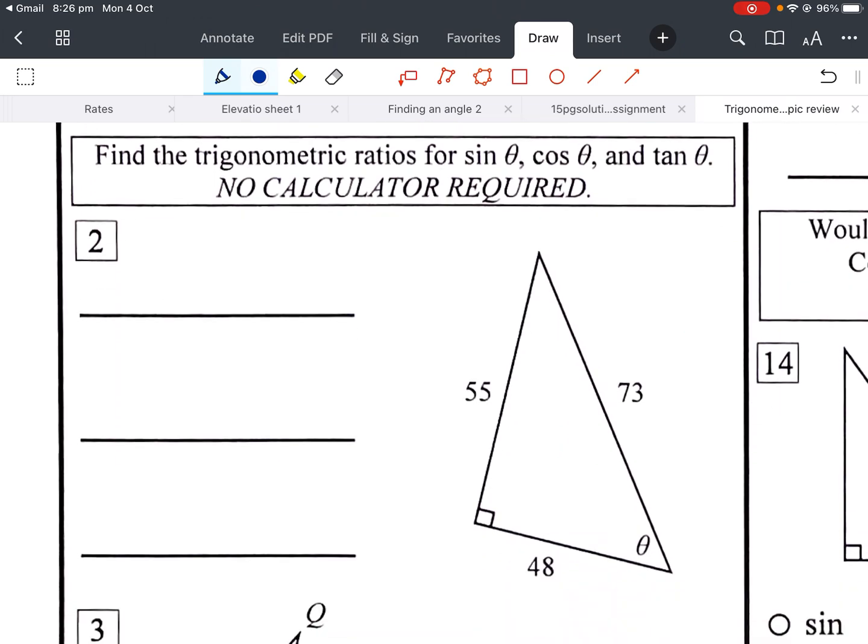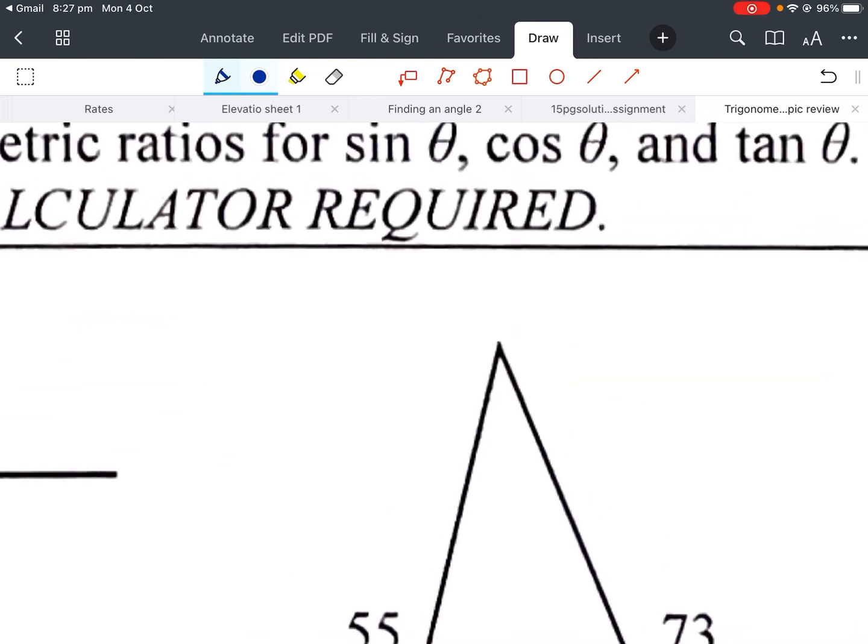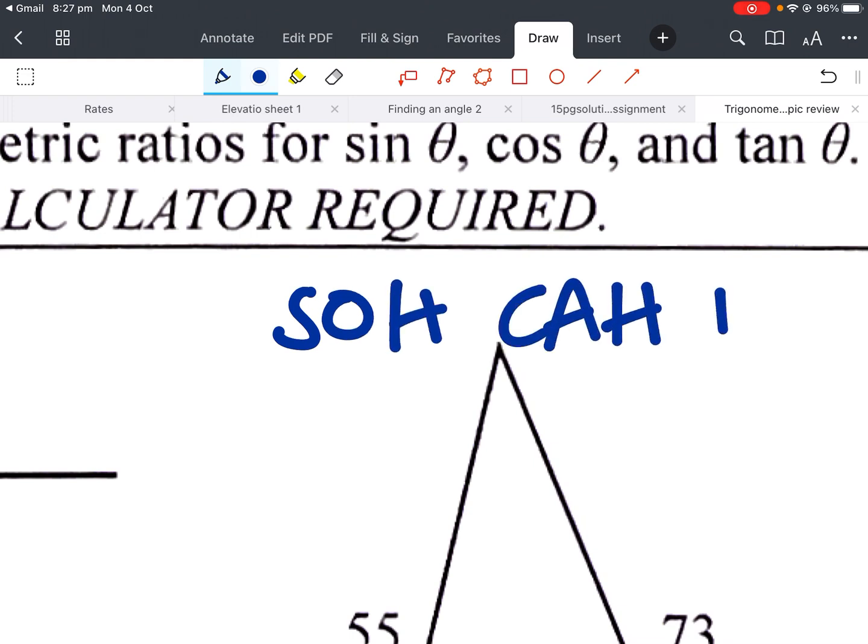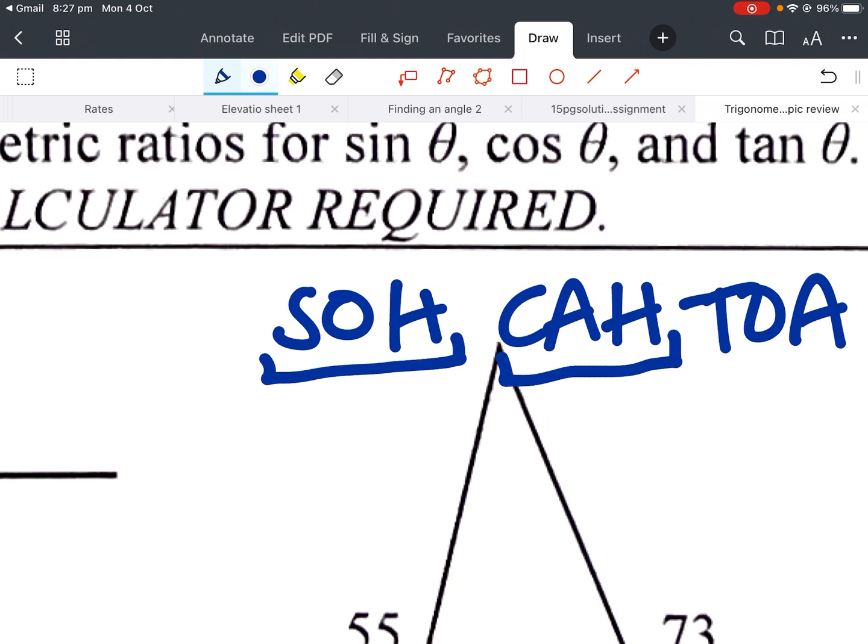All right, now this one says don't use a calculator. It wants you to work out sine theta, cos theta, and tan theta. So all they want you to do here is to work out what the fraction should be. So hopefully you remember SOH, CAH, TOA. Okay? You might need to go back and have a look at some of the maths online if you can't remember this. SOH stands for sine equals opposite over hypotenuse. CAH stands for cos equals adjacent over hypotenuse.